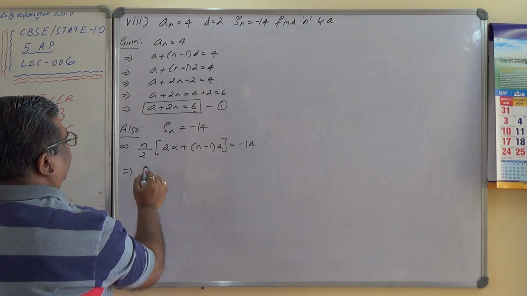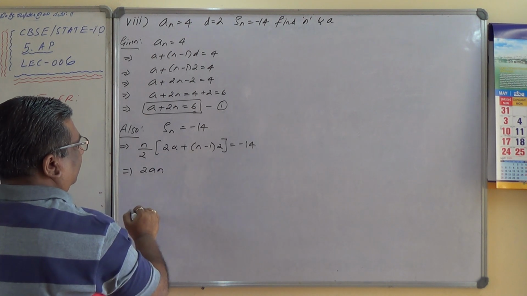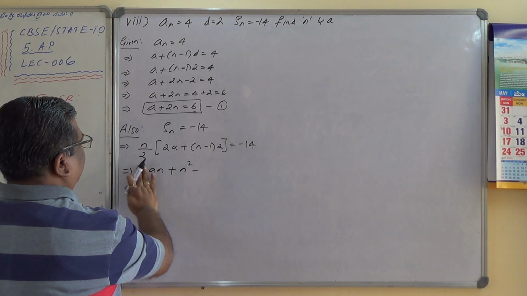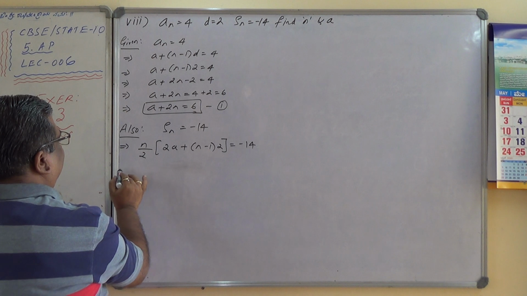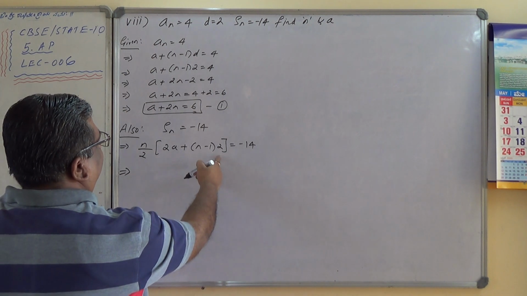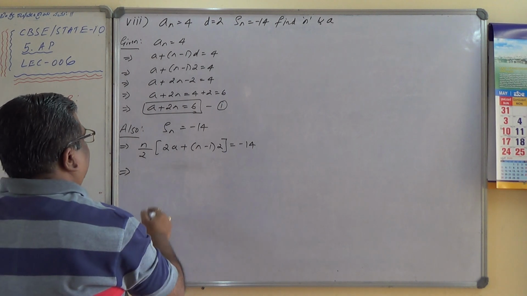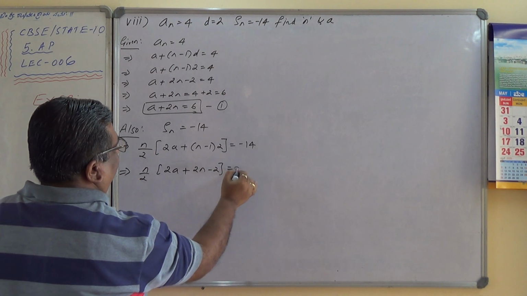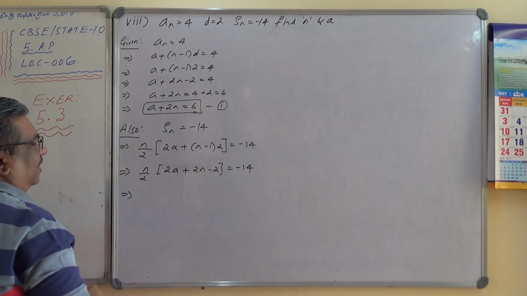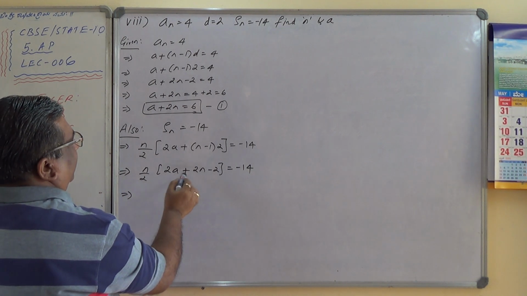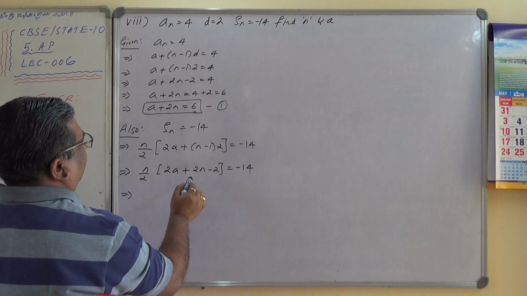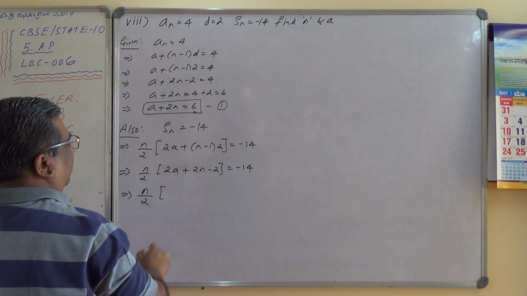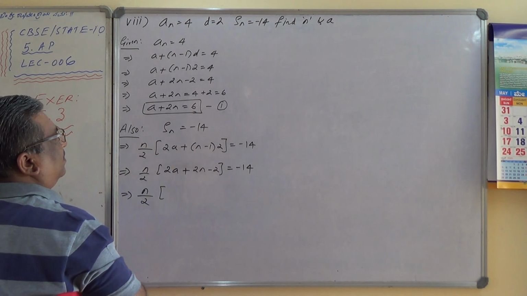So 2 multiply that side, 2an here plus n into n, n square. No, just a moment, I'll modify a little bit. D is given to us, d is known to us. A and n I should get. Okay, n by 2 into bracket 2a plus 2n minus 2 equals minus 14. This implies 2a plus a plus 2n. Very interesting. Listen here, what I am doing here is I know a plus 2n is equal to 6.